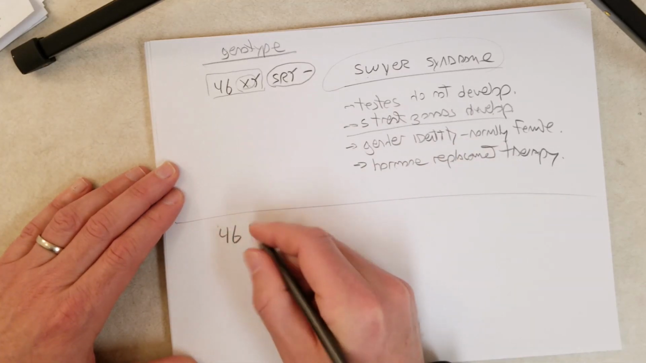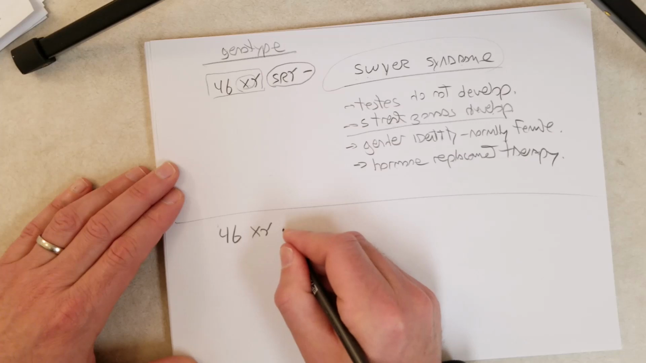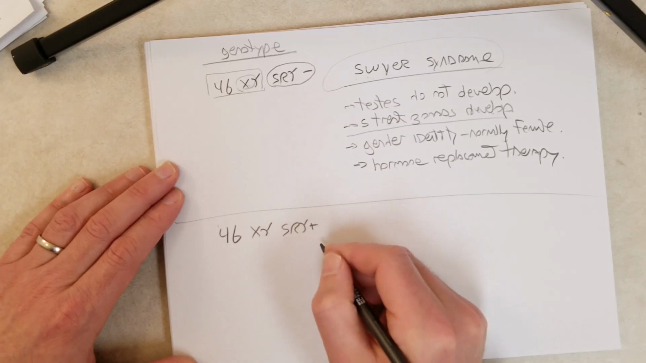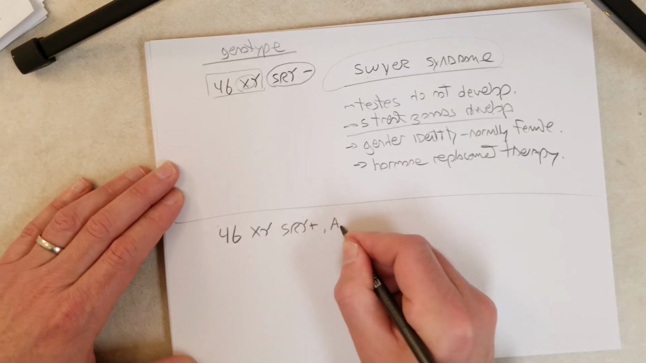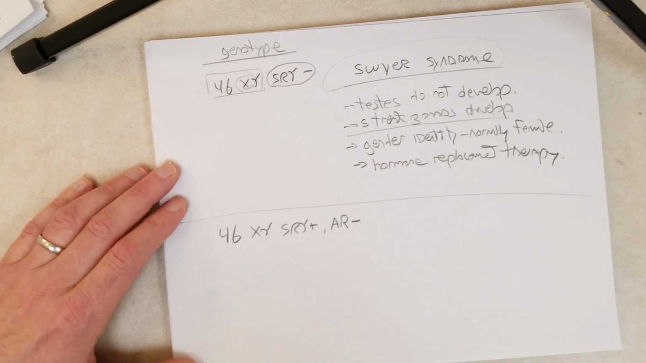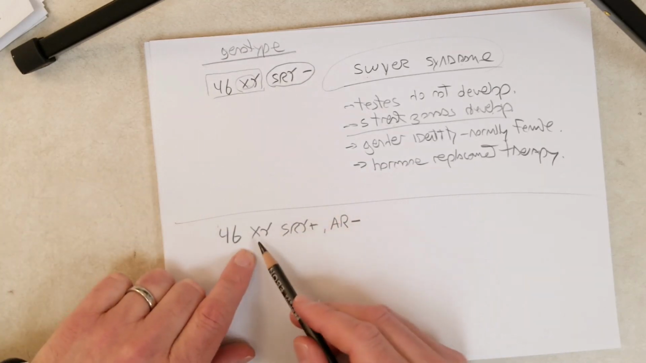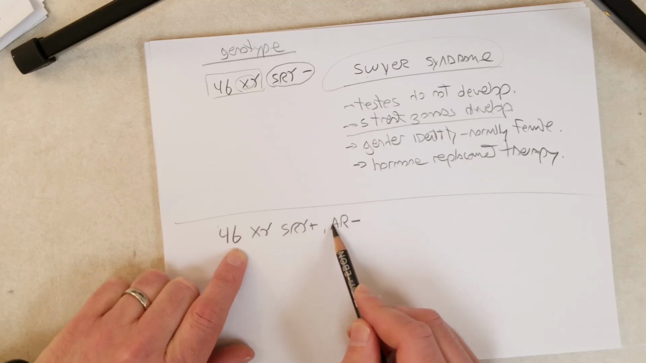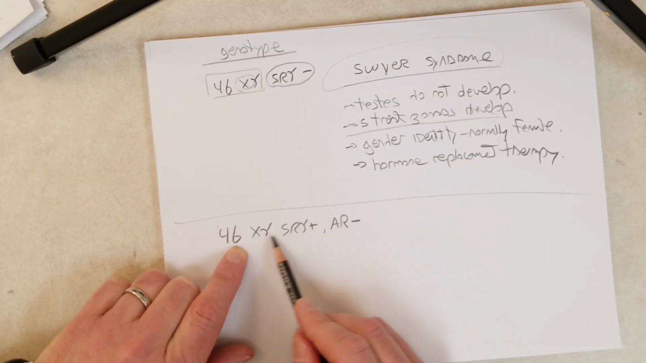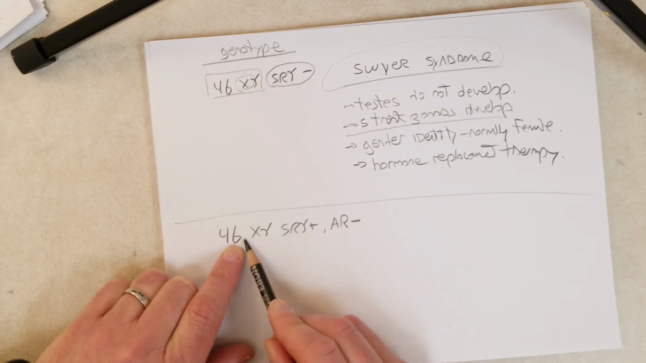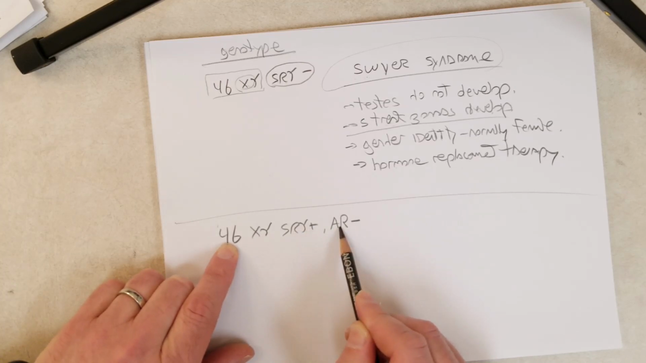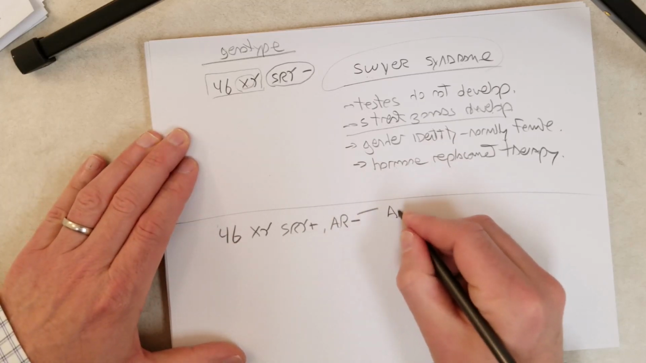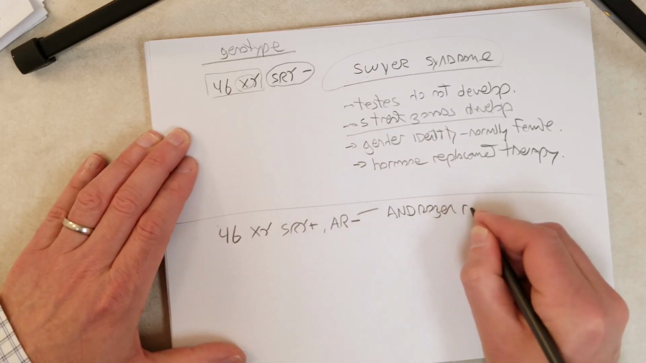Now we have 46XY, SRY plus, and AR minus. Okay, so what is this? Now, with this genotype right here, you don't know what AR is yet, but we see 46XY SRY plus. So this is just a normal genetic male genotype. But then we put this in here, AR minus. What is that? So AR is the androgen receptor.